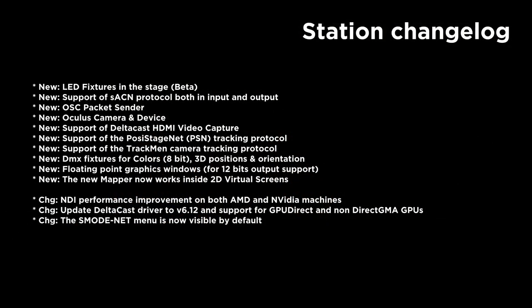So here are the different kinds of features we added for this Station edition. Nice stuff for LED mapping, of course: with the sACN protocol you can send 12-bit depth pixel color to your LED screen. It can be pretty good if you have a big gradient on a big resolution screen. And of course, for people who are doing network and video transport, NDI has been enhanced too.